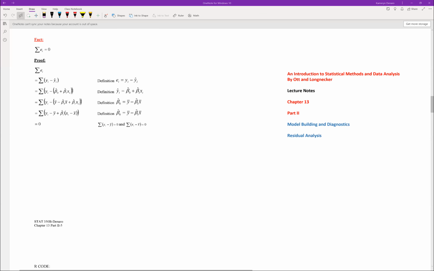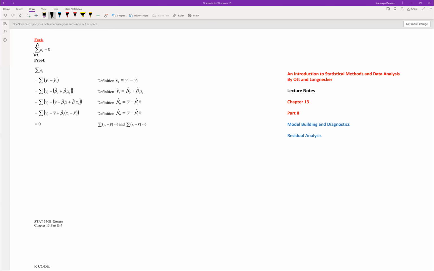Hello, everyone. We're working through An Introduction to Statistical Methods and Data Analysis by Ott and Longnecker, Chapter 13, Part 2, Model Building and Diagnostics and Residual Analysis. There is a fact that our residuals have to sum to 0 in our model, and we're going to just prove that out real quick.